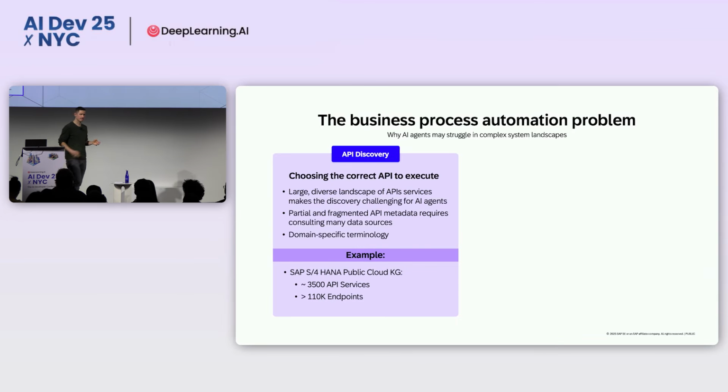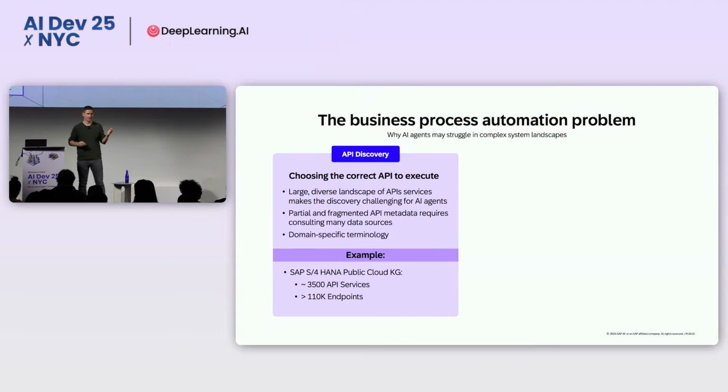Well, the first one is API discovery, because choosing the correct API is not a trivial task, especially in large and diverse system landscapes that we face at SAP, for example. Often the metadata about these APIs that the agent might want to call is only partially available or fragmented across multiple data sources, which requires the agent to actually go to all of these data sources to find the relevant information. And in addition, these API specifications often include a lot of domain-specific terminology, like acronyms or abbreviations. So for example, in one context, PO is a product owner, but in another context, PO is a purchase order.